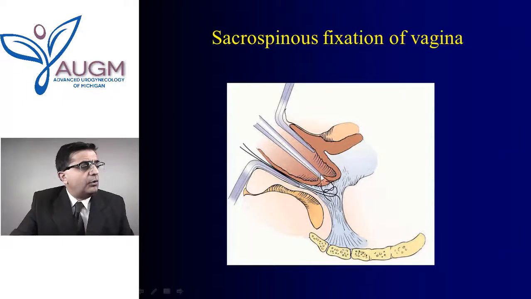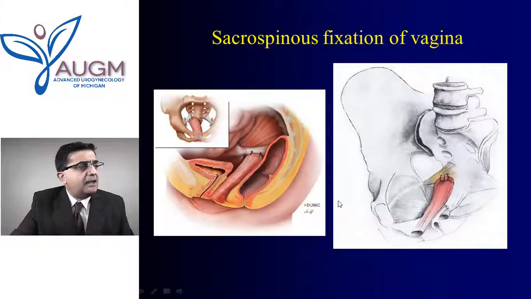Once the vagina is closed, it is then anchored to that ligament called the sacrospinous ligament, which comes from the sacrum and attaches to the spine here. And you can see this vagina, it's gone and it's anchored back there so that it will not fall down. This is called a sacrospinous ligament suspension.